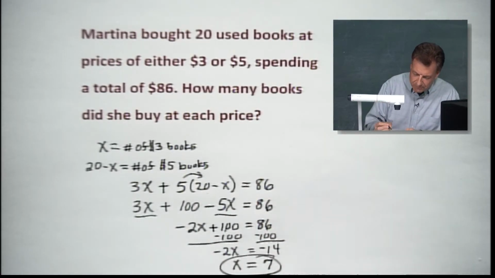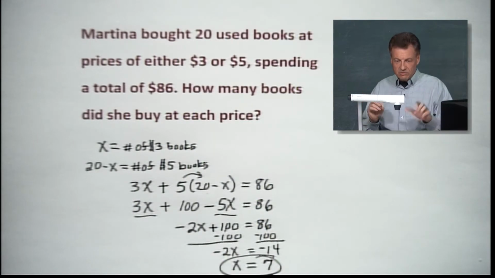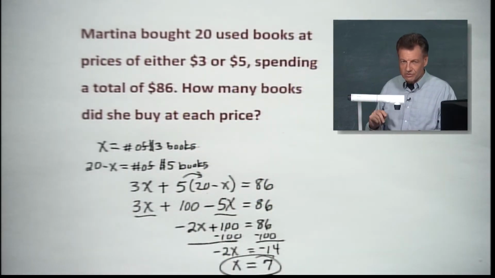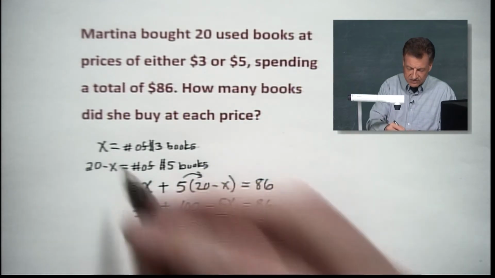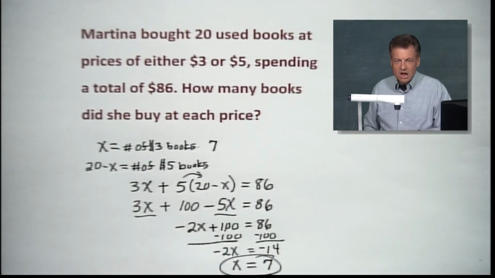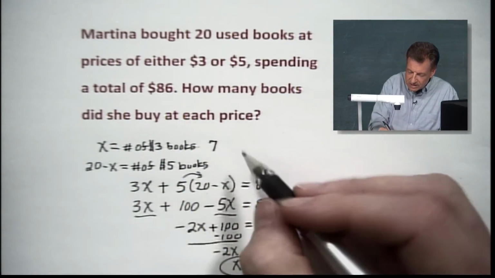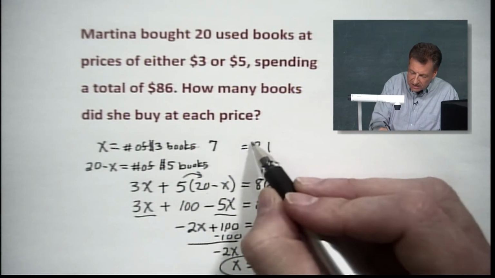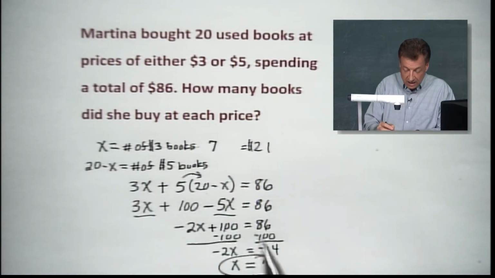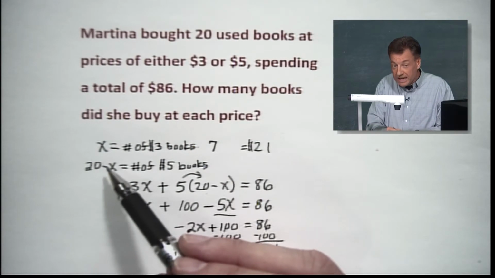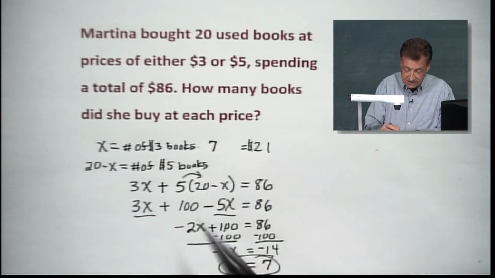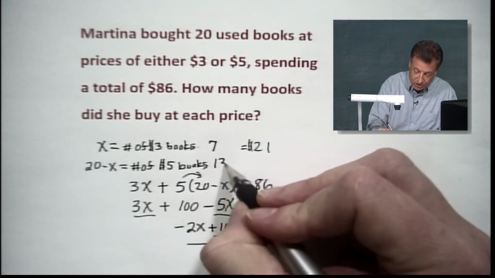Now, what does that 7 represent? Go back up to our original. That's why we define our variables, folks. That's why we say what we're talking about with x and this 20 minus x. That is how many $3 books we had. Now, 7 times 3 gives me $21 I'm spending. Let's go to the next one. If it's 20 minus 7, it's got to be 13, right? You take 7 from 20 and that gives you 13.